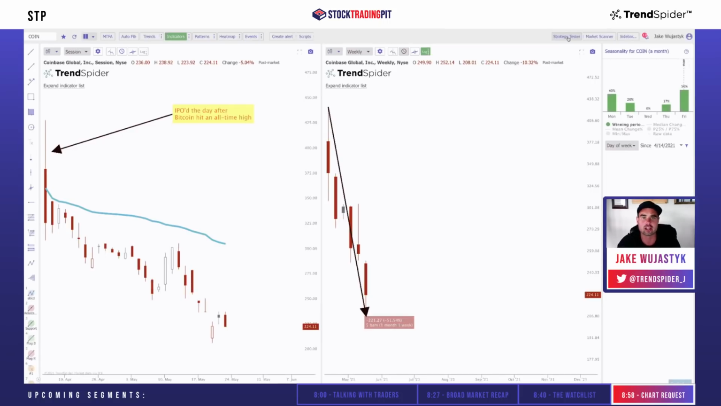But there's always a trade. If somebody likes trading Coinbase, that's awesome. But for now, we are very far below this anchored VWAP from the IPO. So that is all for the individual names and the chart requests.